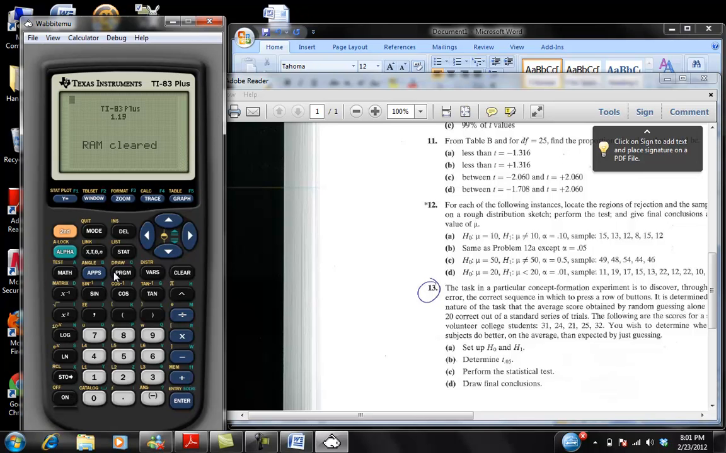I'm going to enter the data that I have in the problem. So the data is 5 scores. One is 31, one is 24, one is 21, one is 25, oops, and the last one is 32.